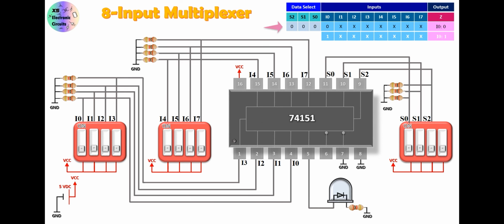Here the 3 select inputs S0, S1, S2 are 0, so the state of input I0 is selected to transfer to output Z. Initially when I0 has a value of 0, the LED is off, that is, the output Z is 0 because input I0 has a value of 0. Now input I0 becomes 1, so the LED turns on.